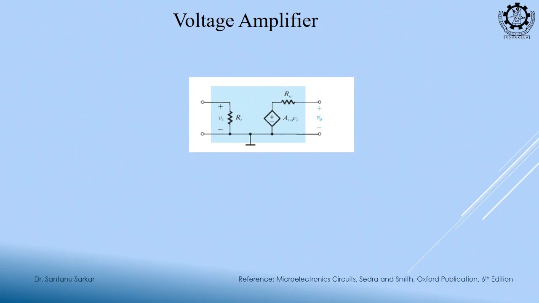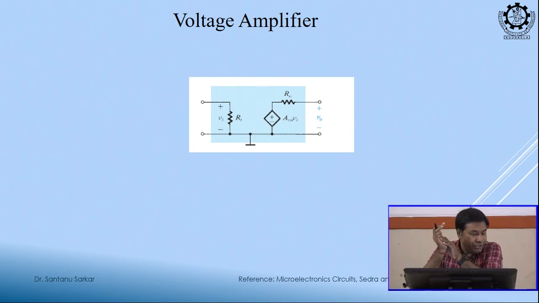Have you seen this before? Small signal analysis. Now, this is a general amplifier. How is it behaving like an amplifier? What is V0? The output voltage. What is the input voltage here? Vi. This is written as AV0 into Vi. So, what is the gain here? This is my gain.